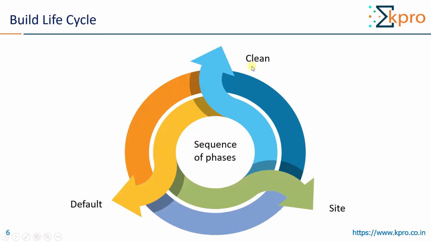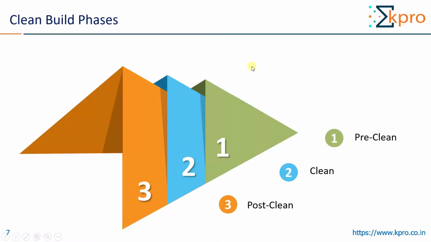As part of clean, Maven will clean the project or previously created builds. There will be three phases inside the clean build lifecycle: pre-clean, clean, and post-clean. As part of pre-clean, it verifies all the details, then it will clean, and in post-clean it provides the message.